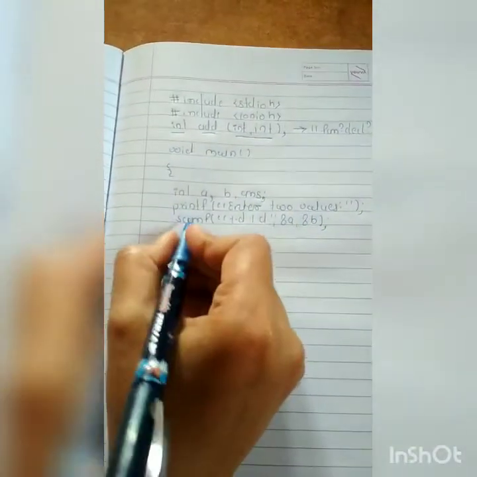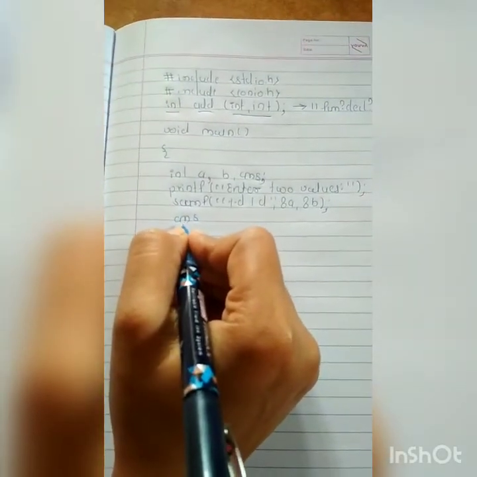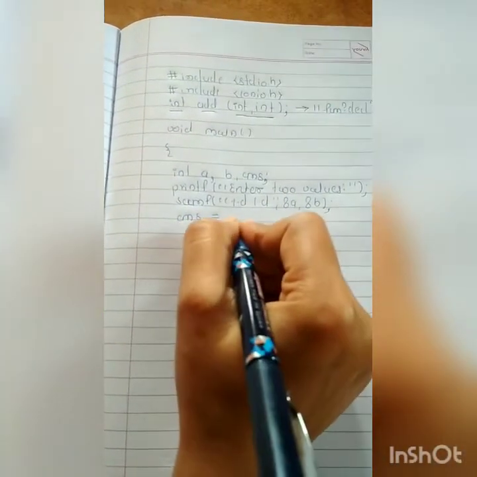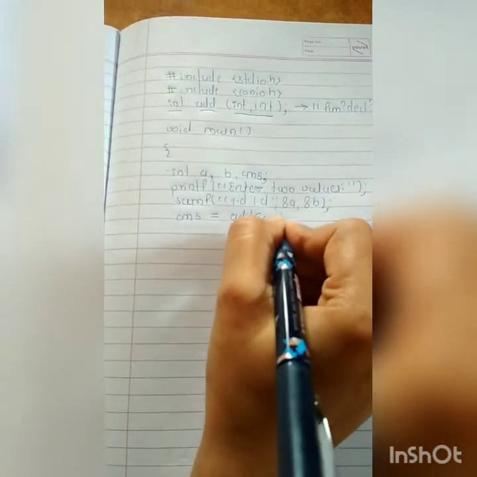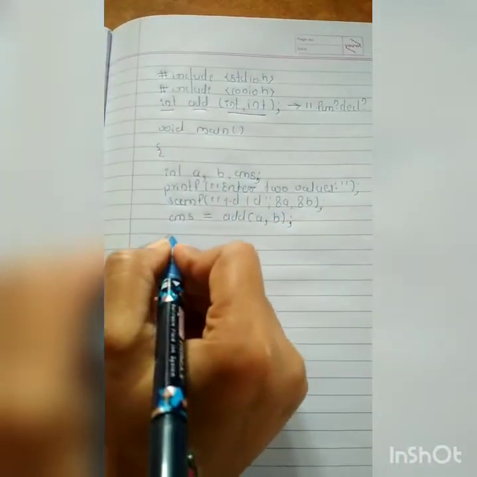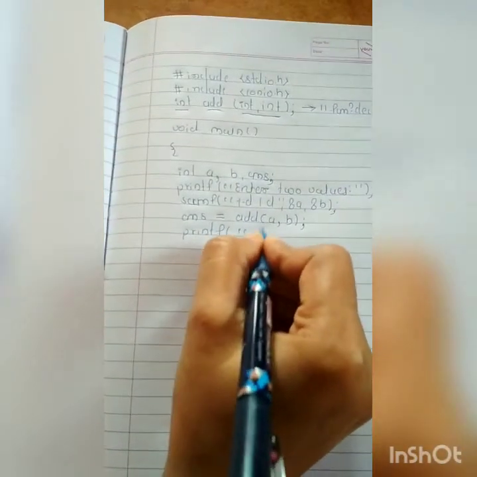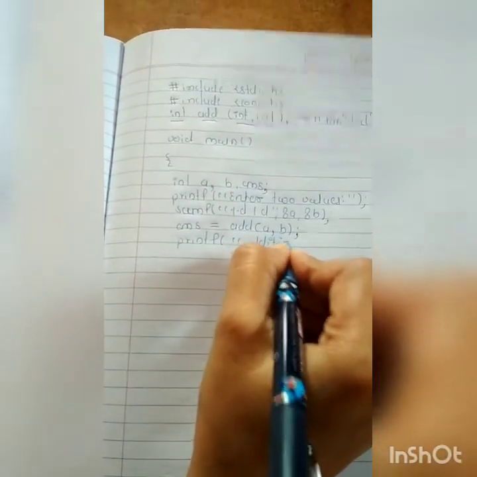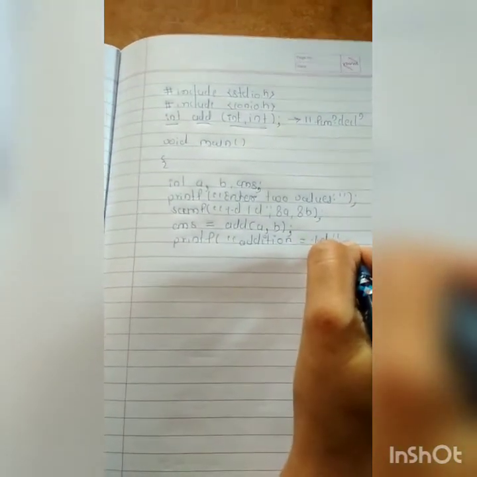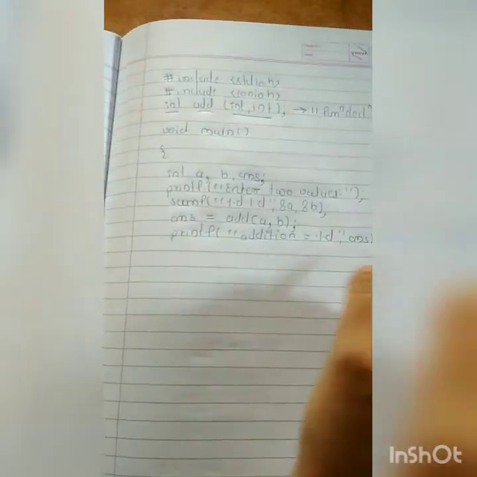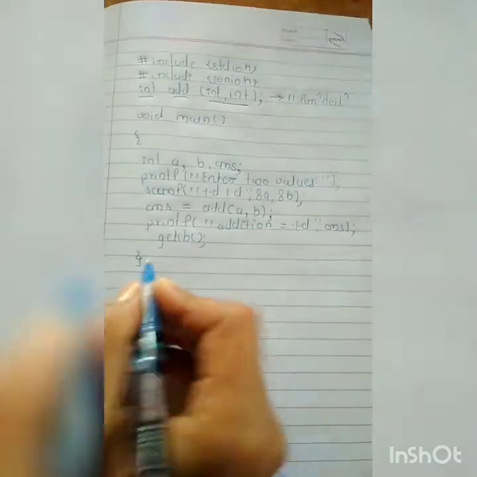After that, we call the function. Here we take variable name answer equal to function name add, and pass a comma b in the parentheses. After that, we print the answer: printf addition equal to %d. It returns an integer, that's why we take the specifier %d, and answer. Here we close the main section.